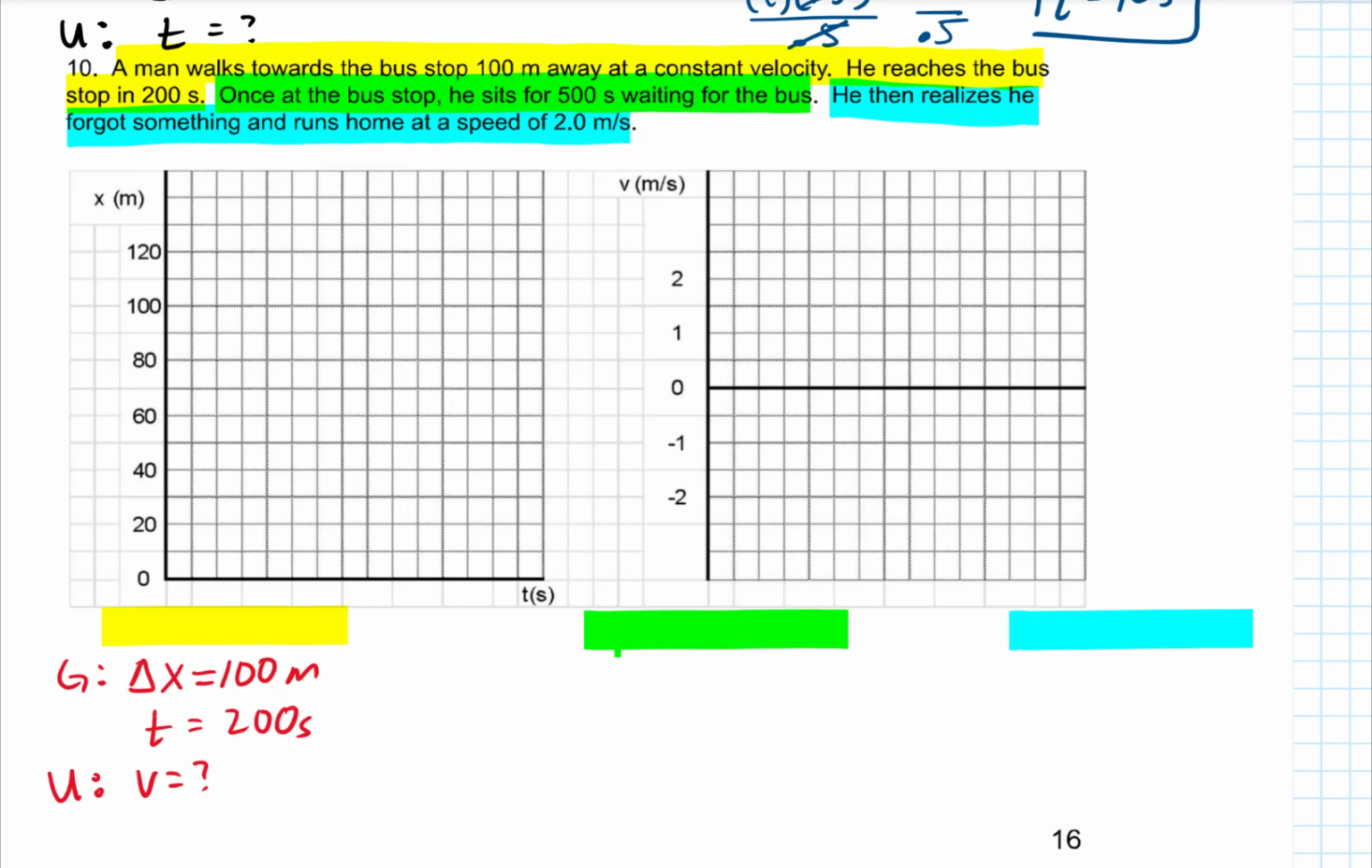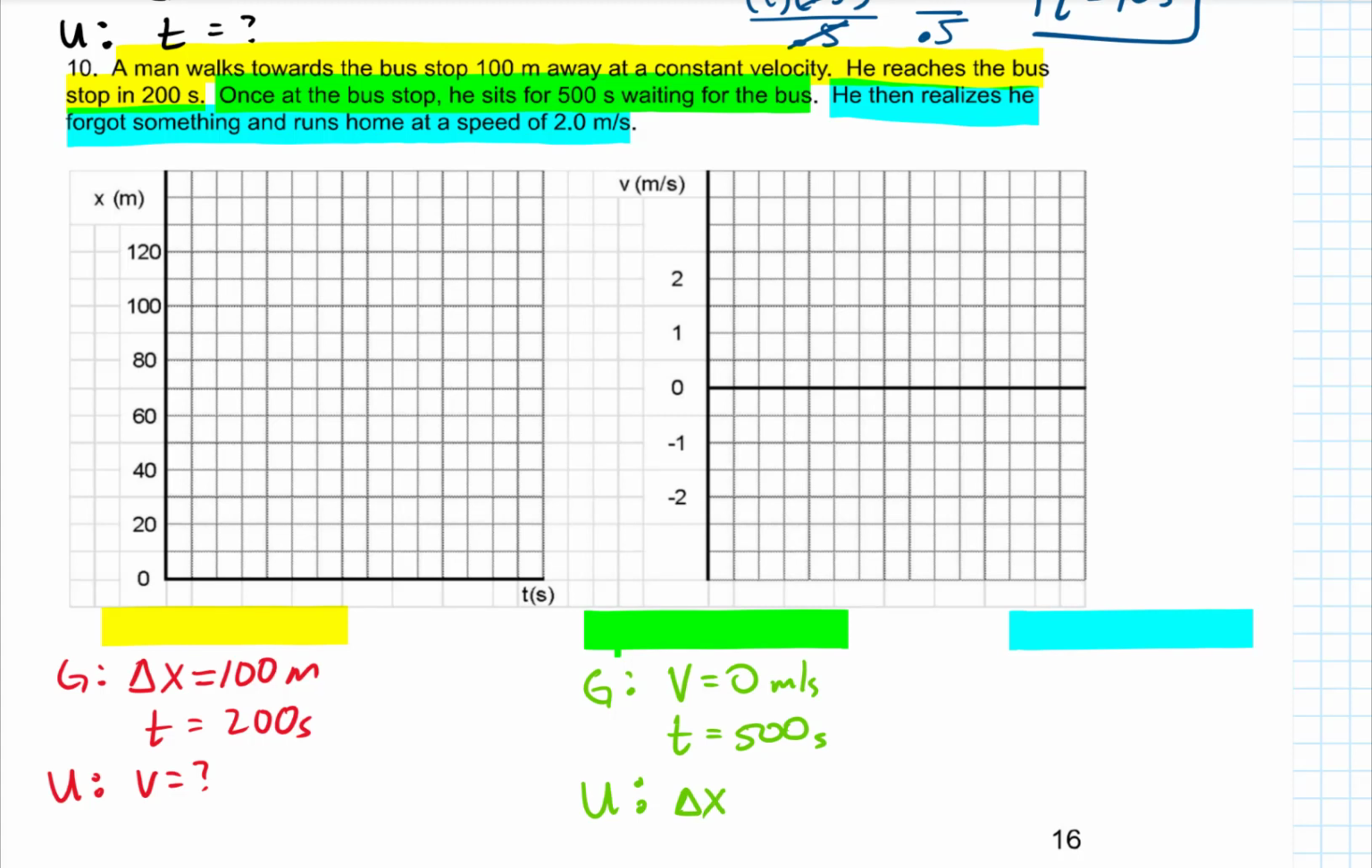For the next chunk, once at the bus stop, he sits for 500 seconds. Well, what that tells me for this one is that the velocity is 0. When he's sitting, he has a velocity of 0 meters per second. And his displacement is unknown. And the time, I did that backwards. So he's sitting at 0 meters per second for a time of 500 seconds. So our unknown there is his change in position.